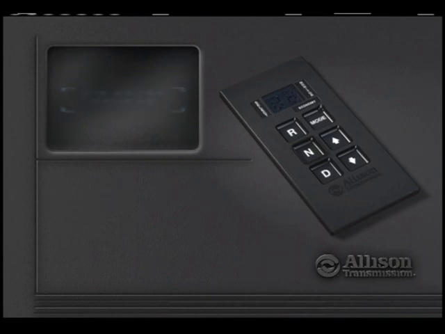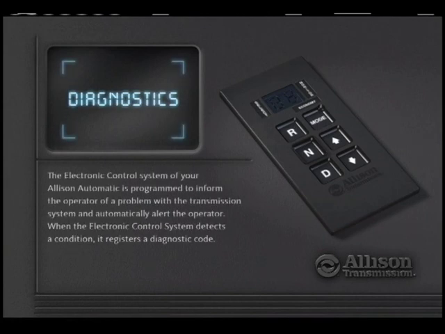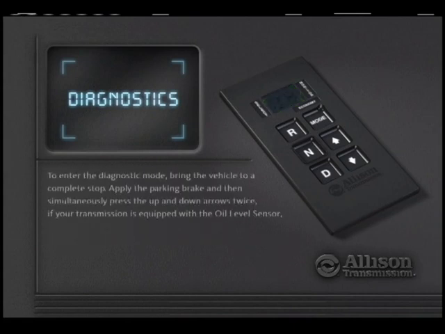The electronic control system of your Allison automatic is programmed to inform the operator of a problem with the transmission system and automatically alert the operator. When the electronic control system detects a condition, it registers a diagnostic code. To enter the diagnostic mode, bring the vehicle to a complete stop. Apply the parking brake and then simultaneously press the up and down arrows twice if your transmission is equipped with the oil level sensor. Push once if your transmission is not equipped with the oil level sensor.